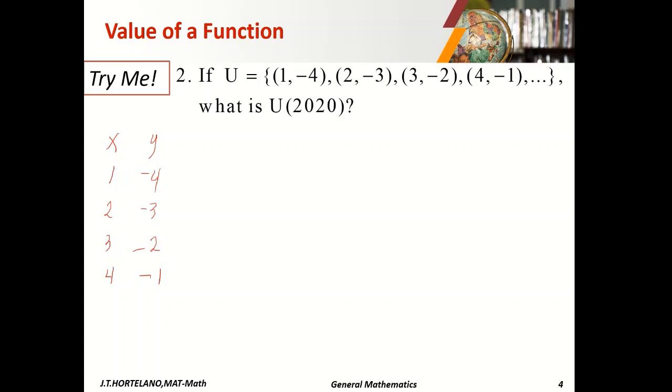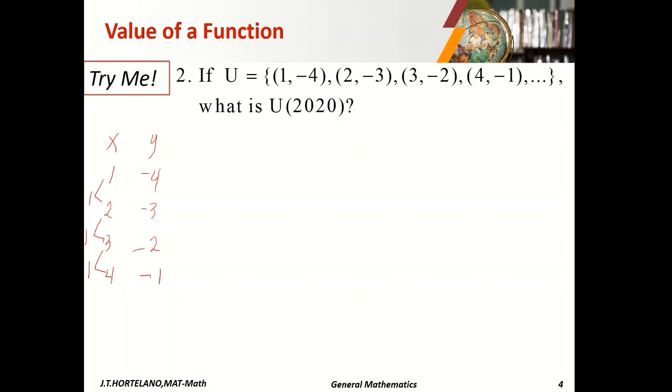Before that, we need to observe the differences. We need to use the differences method in order for us to determine if the given relation is linear or nonlinear. Okay? So, tingnan nyo lang yung differences nito. So, between 1 and 2, so just subtract 2 minus 1. The differences for this is 1. Ganon din dito, the differences is 1. The differences is 1. Okay.